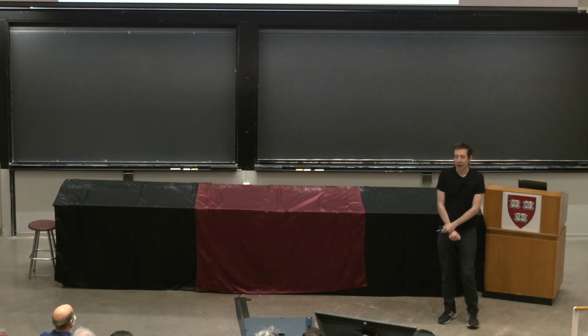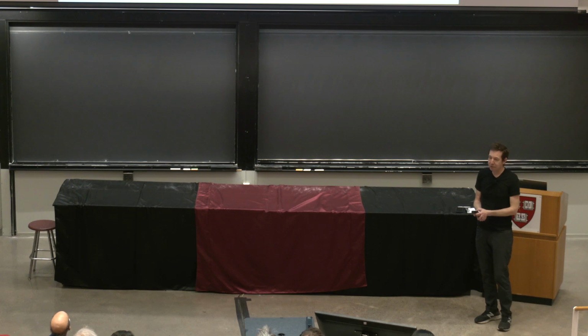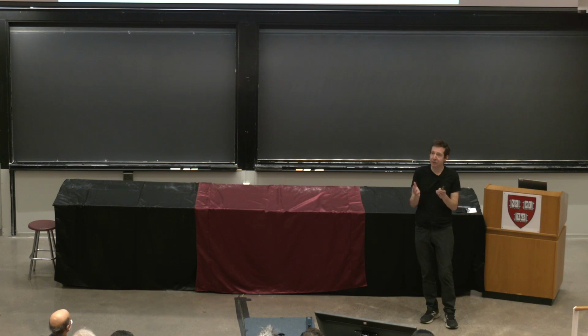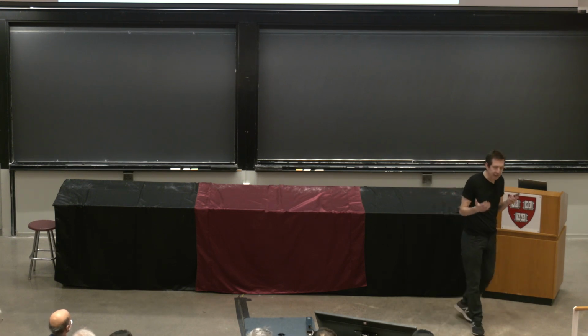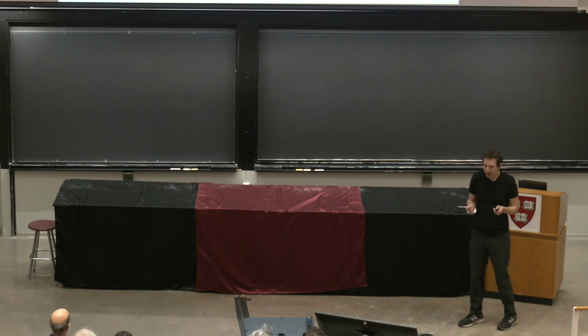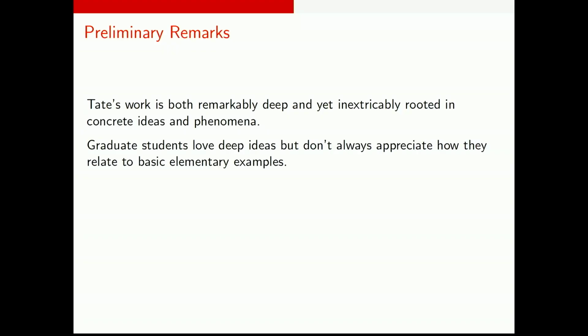So we certainly all know about Tate's beautiful mathematics, but something that's been echoed a number of times through this conference is that Tate always loved an example and loved the link between deep mathematics and very concrete classical number theory. Graduate students love deep ideas, but they don't always appreciate how they relate to basic elementary examples. So in my talk, we were encouraged to really speak to the graduate students.